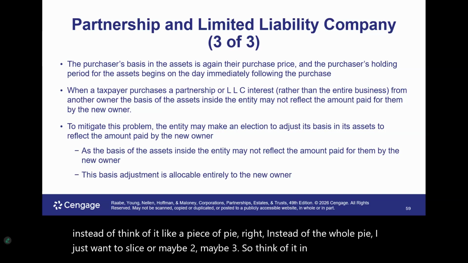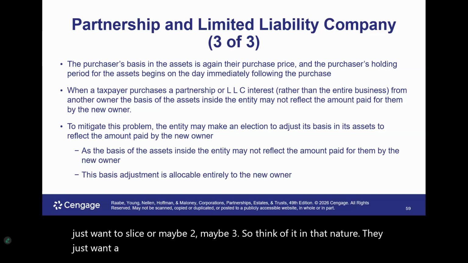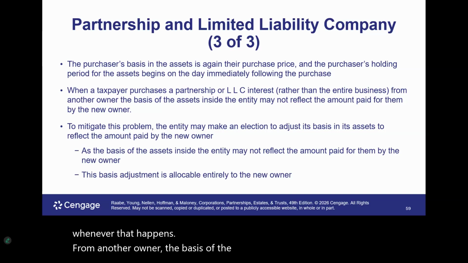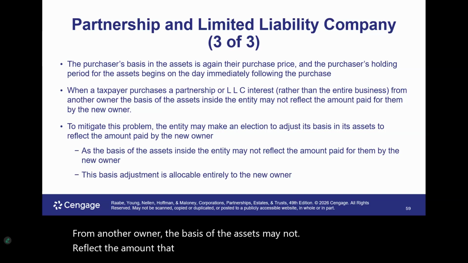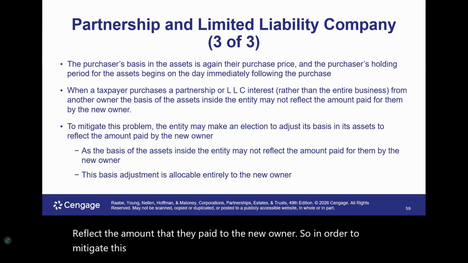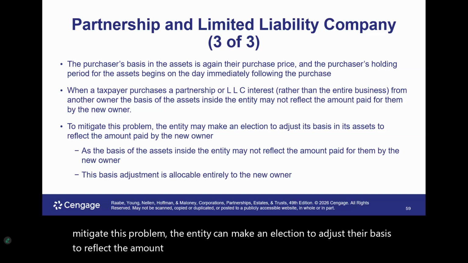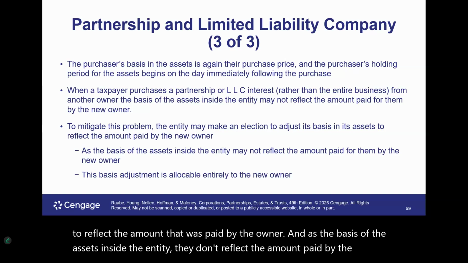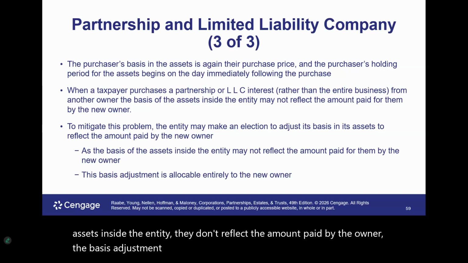They just want a portion of the LLC interest, not the whole business. So whenever that happens from another owner, the basis of the assets may not reflect the amount that they paid to the new owner. So in order to mitigate this problem, the entity can make an election to adjust their basis to reflect the amount that was paid by the owner. And as the basis of the assets inside the entity doesn't reflect the amount paid by the owner, the basis adjustment is allocable entirely to the new owner.